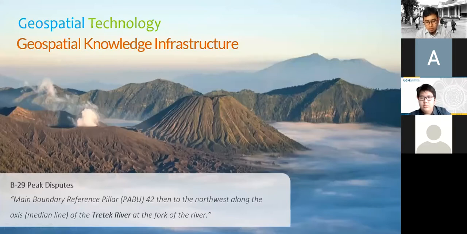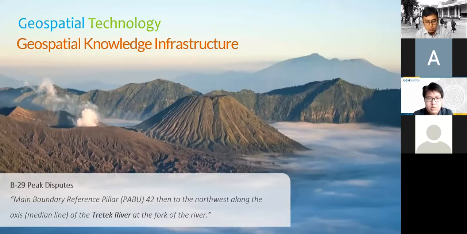And the problem is the local knowledge about this river is different from the recordings on the old maps and the official recording of the Tretek River's actual location. So there was some confusion regarding which one is the mentioned river here. Is it the one nearby this location, or the one 20 kilometers away? And what I mean with geospatial knowledge infrastructure is how we manage all of this information regarding position, local knowledge, toponym, the name of a location, and other properties related to geospatial information, into a single portal where we can construct a query, or ask a question about a particular problem, and then instantly get an answer regarding all of this information.